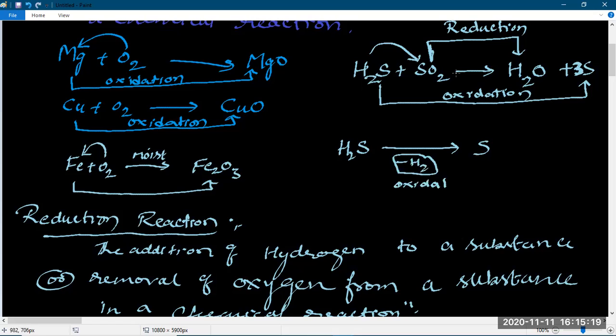And if I consider sulfur dioxide, it gets converted into sulfur. Look at here, removal of oxygen is taking place. Sulfur dioxide gets converted into sulfur. Removal of oxygen is taking place.